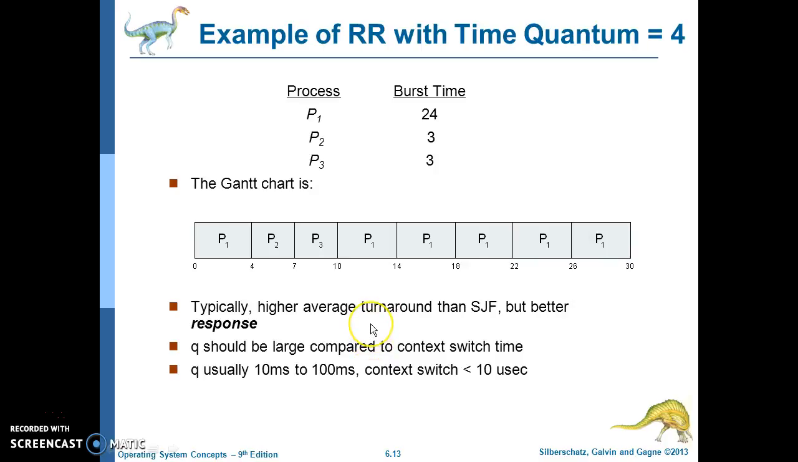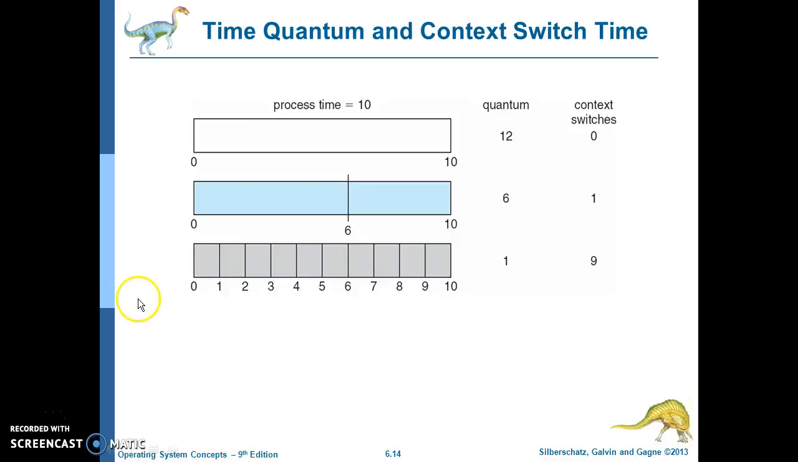Typically it has a higher average turnaround time than SJF, but better response. The time quantum should be large compared to the context switch time. The time quantum is usually 10 milliseconds to 100 milliseconds. Context switch is less than 10 milliseconds. If the time quantum is high, then context switching is very low, almost negligible, because with a large time quantum most processes will complete within it.